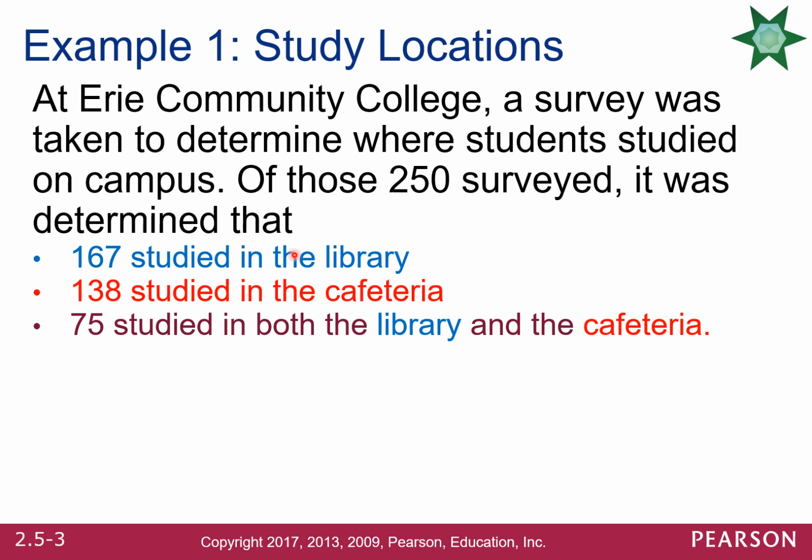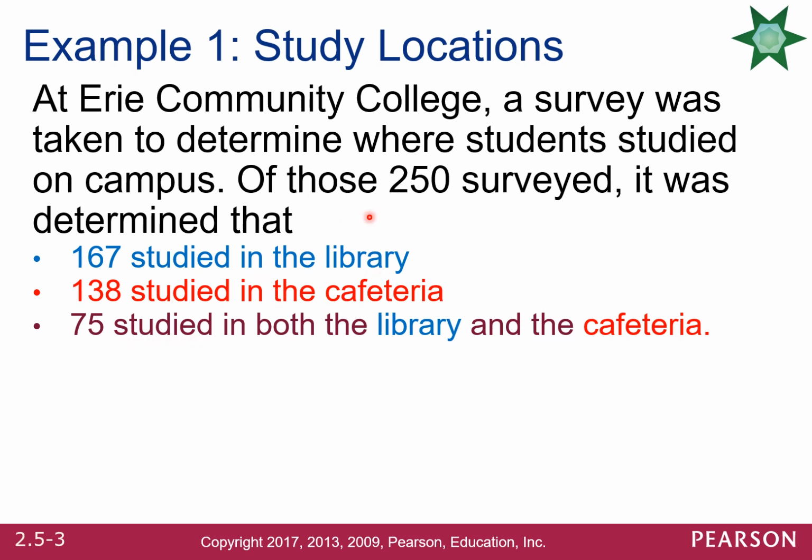So here is the first example that we will work on, and it's on study locations at a college. It says here, at Erie Community College, a survey was taken to determine where students studied on campus. Of those 250 surveyed, it was determined that 167 studied in the library, 138 studied in the cafeteria, and 75 studied in both the library and the cafeteria.